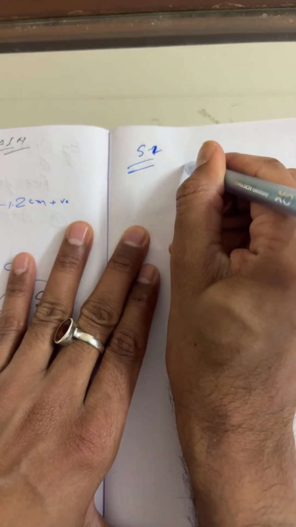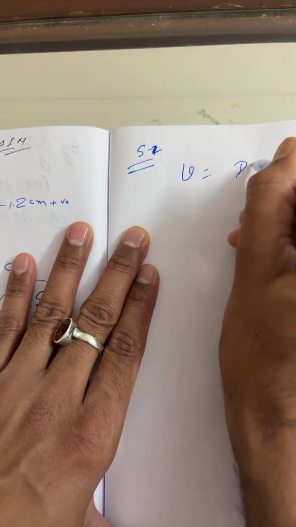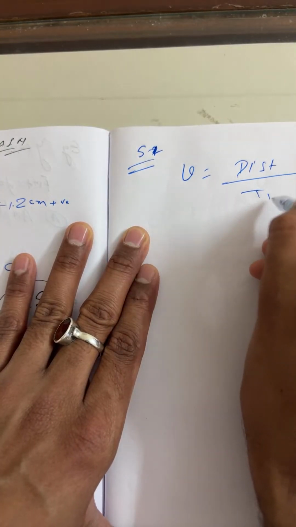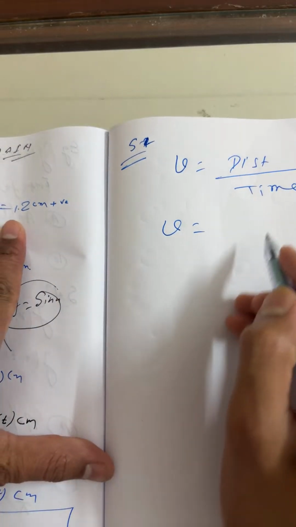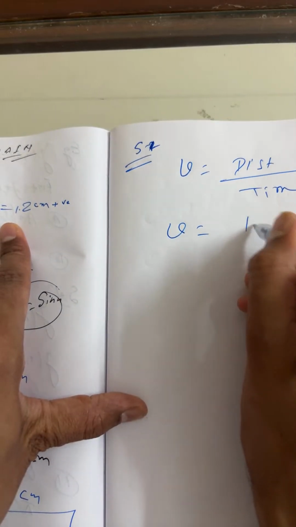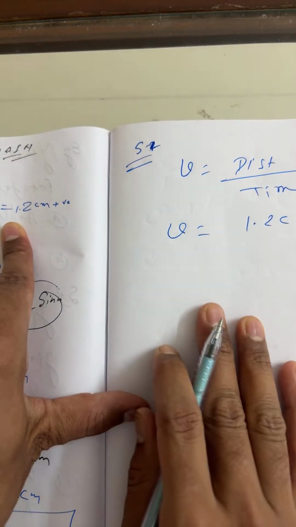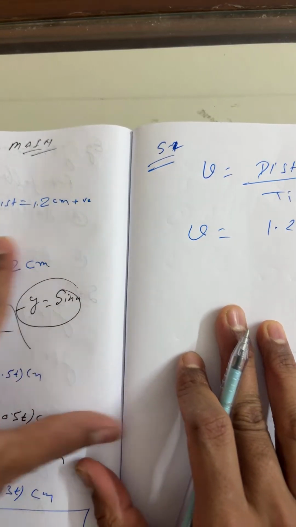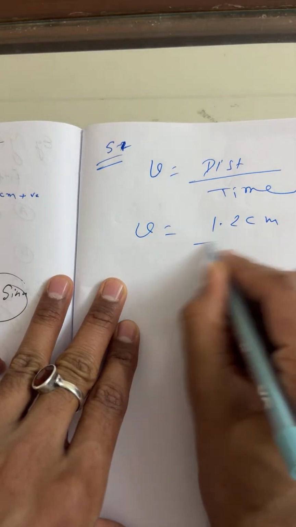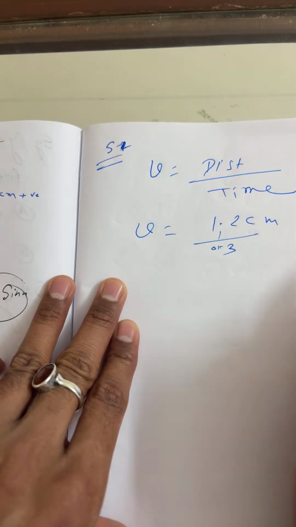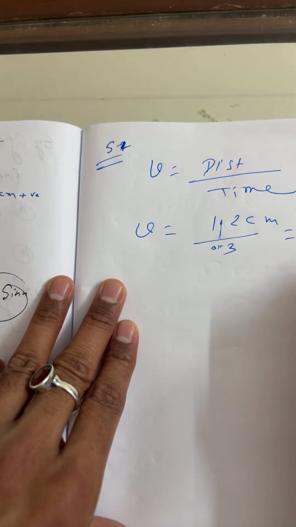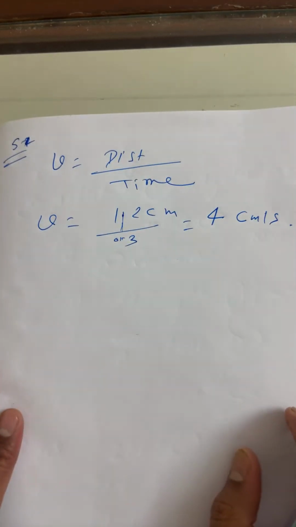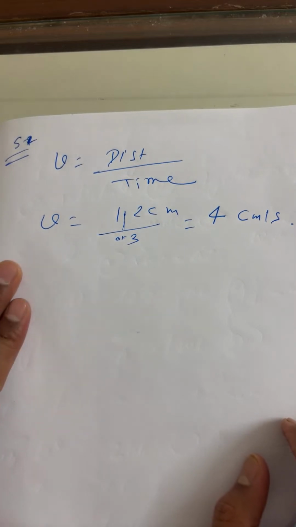Okay, so you can use the speed of the particle. You can write it as distance upon time. The distance mentioned here is 1.2 centimeter. And the time mentioned here is 0.3. So you can see the speed is 4 centimeter per second.